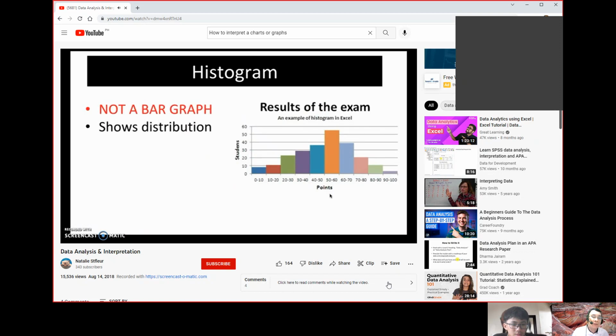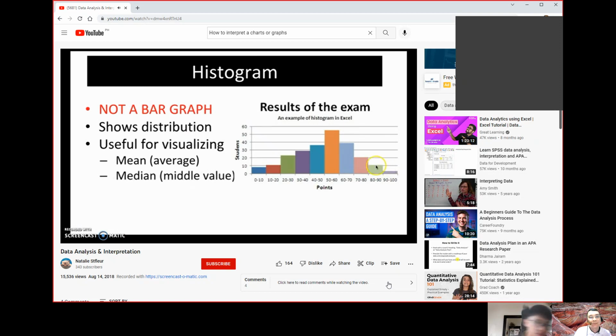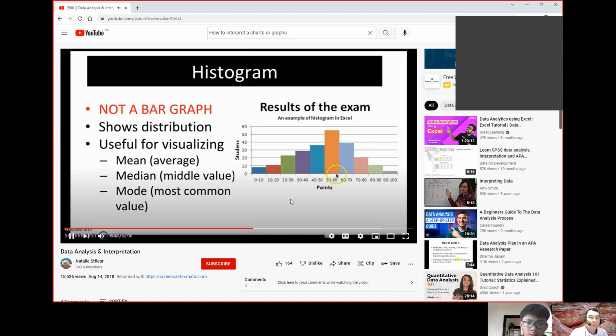So what does a histogram show? It shows distribution. And the best example of that is point distribution on an exam. A histogram is useful when you want to find the mean, which is like the average, the median, which is the middle value, so the value between the highest and the lowest, and the mode, which is the most common value. In this histogram, the most common value for points scored is between 50 and 60 because that's the highest.